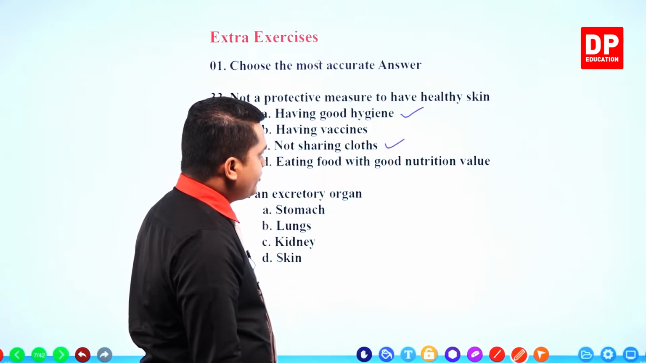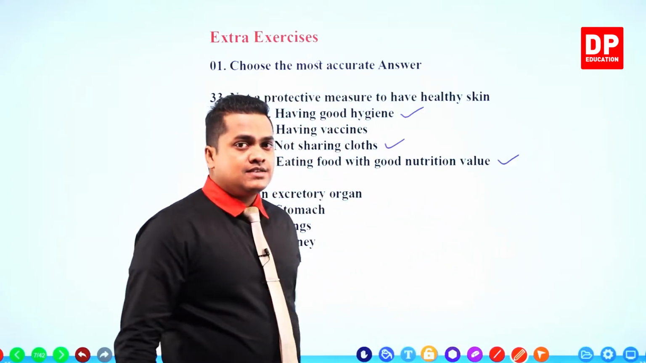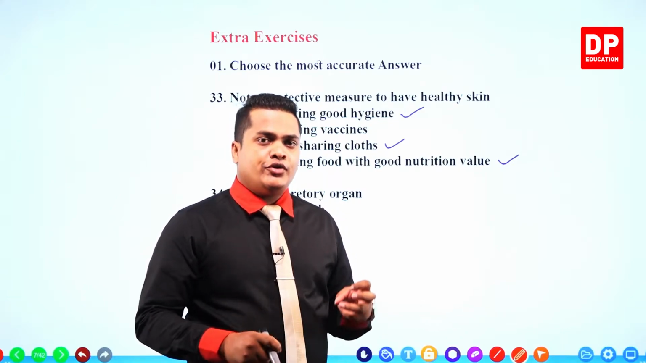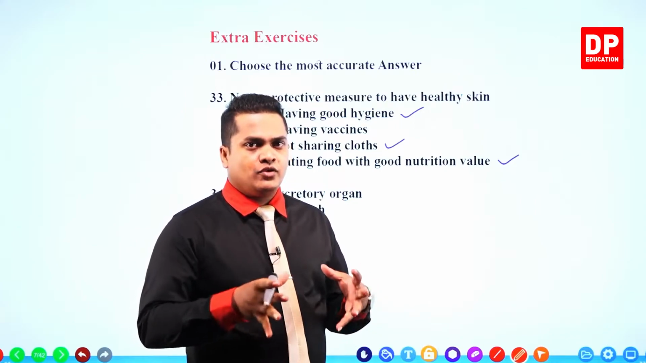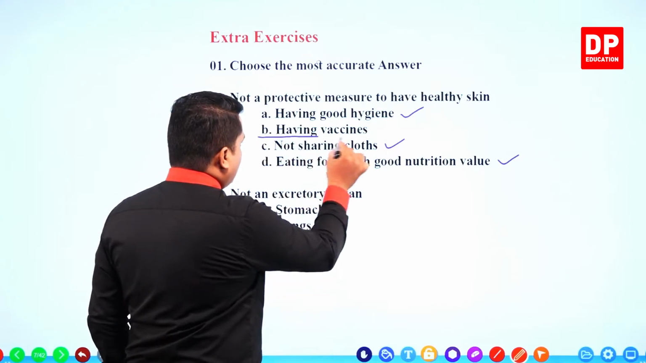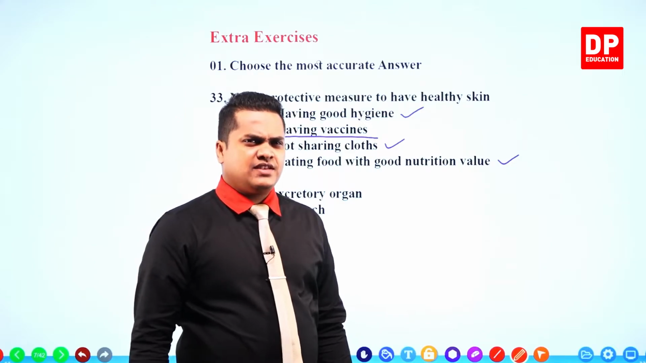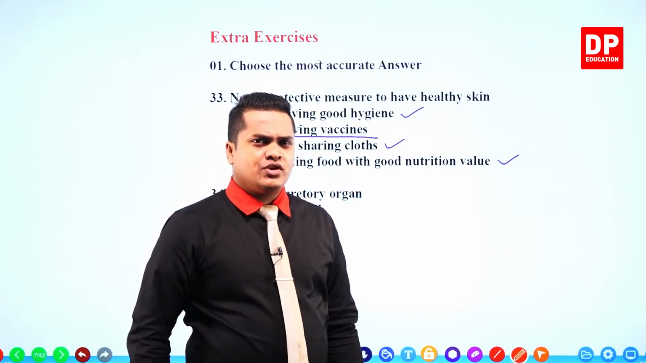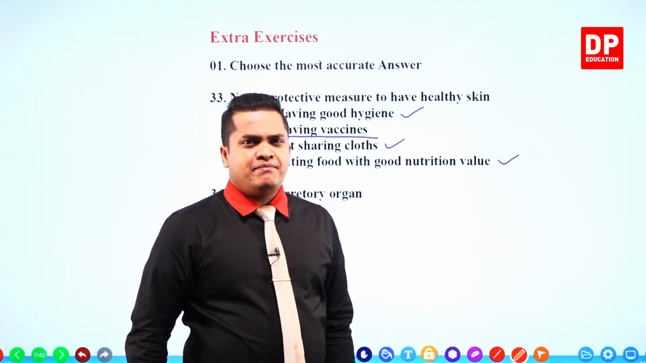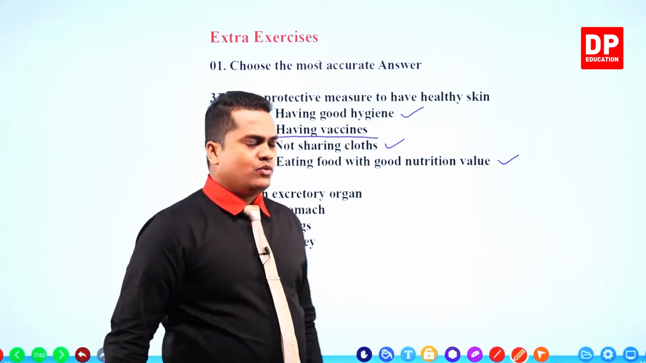Eating food with good nutrition value. That is also correct. In order to have a good and healthy skin, we have to have good nutritional value. In order to have good nutritional value, we have to eat good food. So all of these things are correct. So my dear children, the remaining answer would be having vaccines. Having different kinds of vaccines for different diseases is not going to affect the healthiness of the skin. So my dear children, the answer would be the second one.